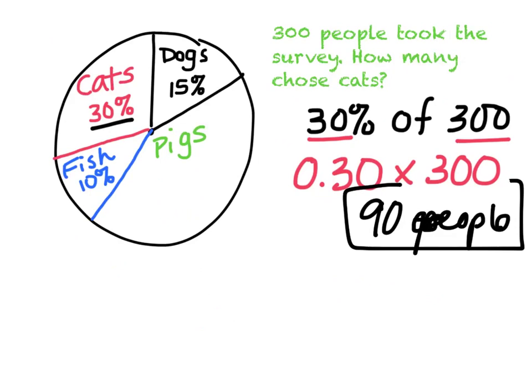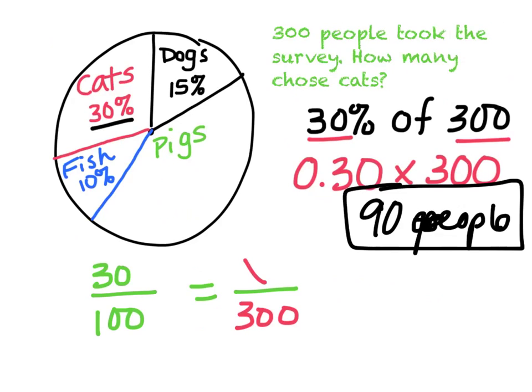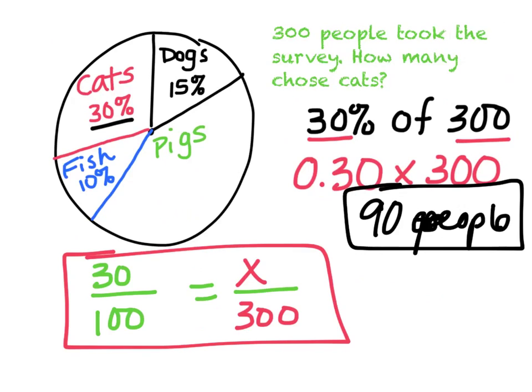Now if that way is confusing too, you can set up a proportion. You know cats is 30%, percent's always out of 100, and I want to know out of the 300 people, how many had cats. So again, you could use this proportion to solve that as well.